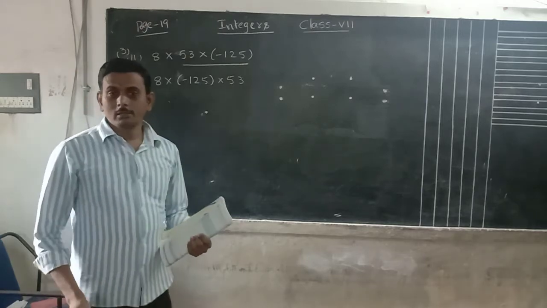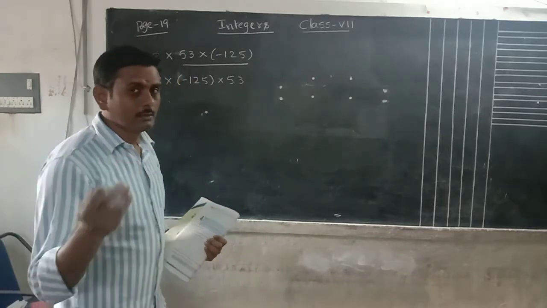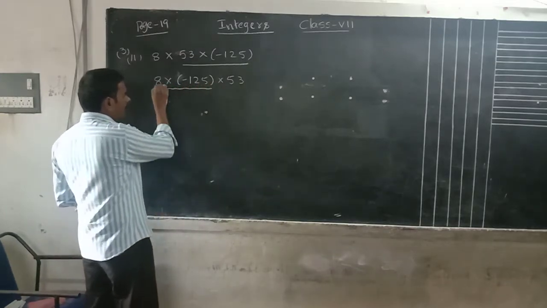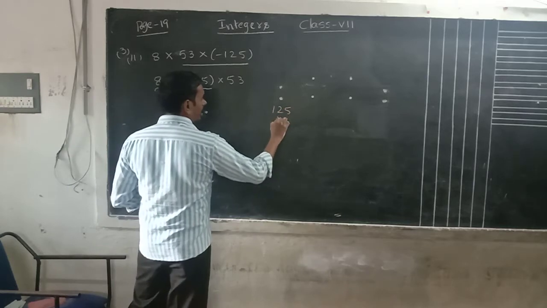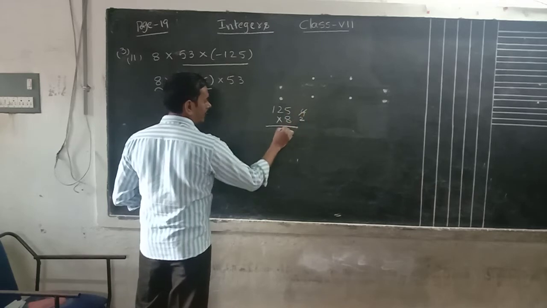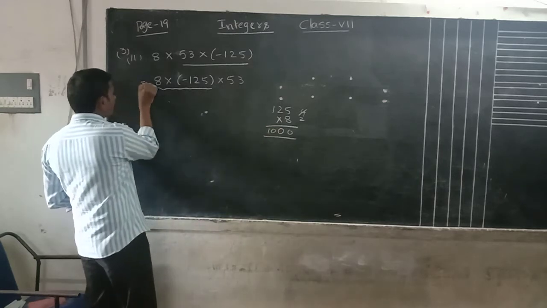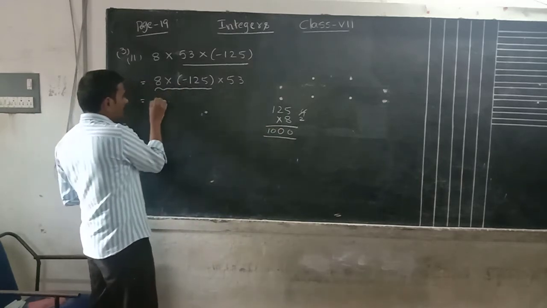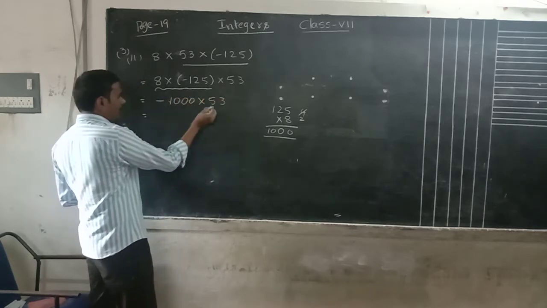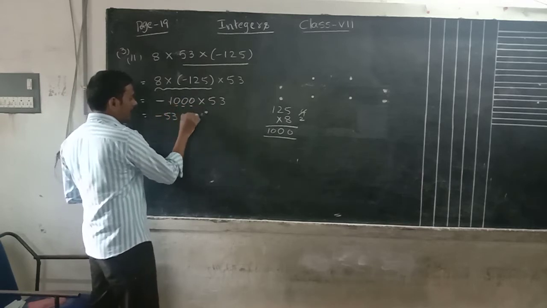That means the multiplication which gives 1 beside zeros, that multiplication we have to do first. Now we multiply these two, 125 into 8. 8 fives are 40. 8 twos are 16, 16 plus 4 is 20. 8 ones are 8, 8 plus 2 is 10, so 1000. The sign, minus into plus, must be minus. Minus 1000 multiplied by 53. If you have 53 times 1, the answer is minus 53. Beside it, how many zeros are there? 1, 2, 3. You have 3 zeros.